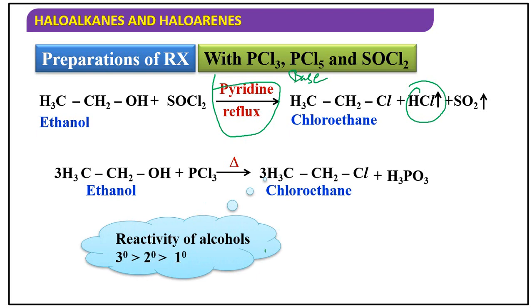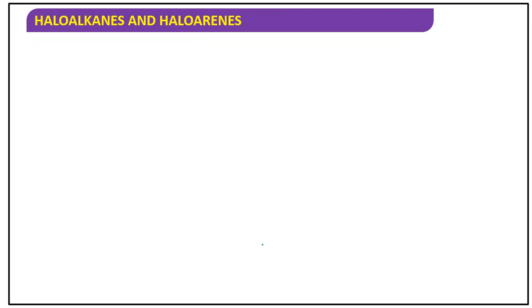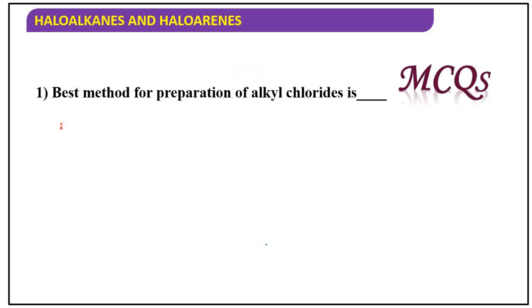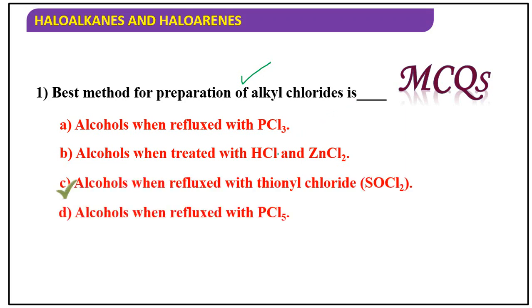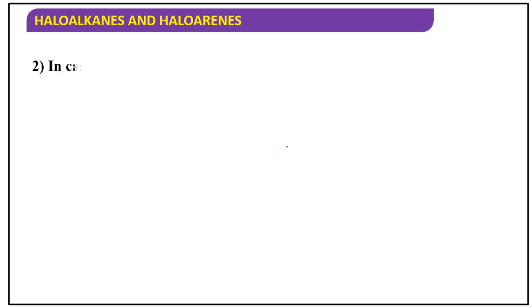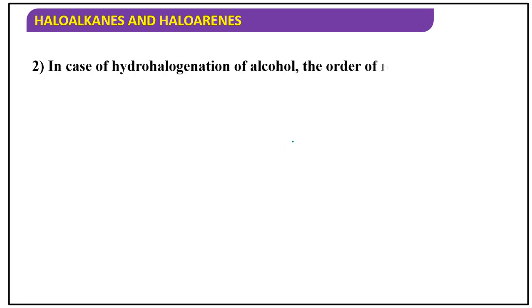Reactivity is the same, tertiary is more reactive than secondary, than primary. The best method for preparation of alkyl chloride, the best method we already discussed just before, is SOCl2. Okay, you can see what the answer is, C. Why? What is the reason? There are no byproducts in the container.